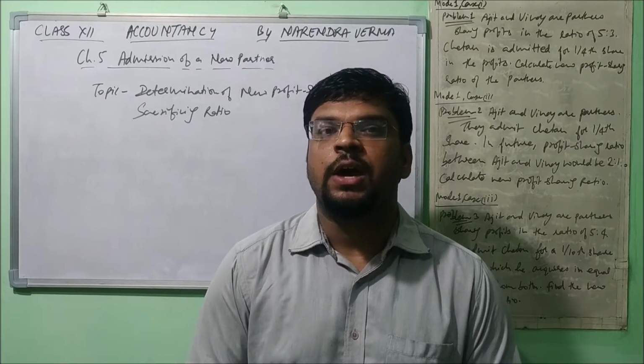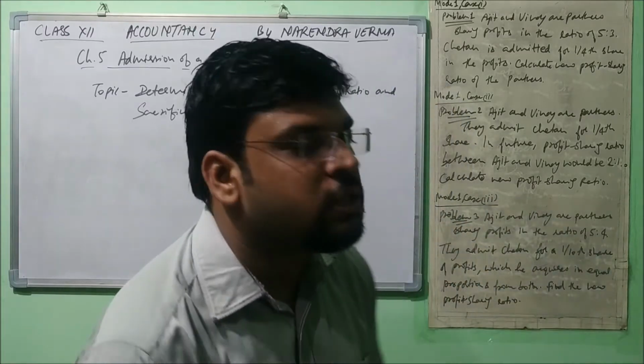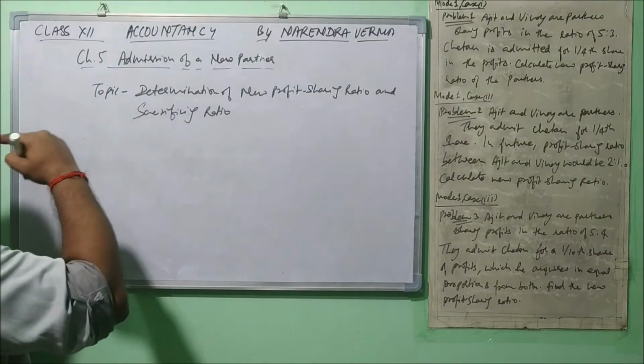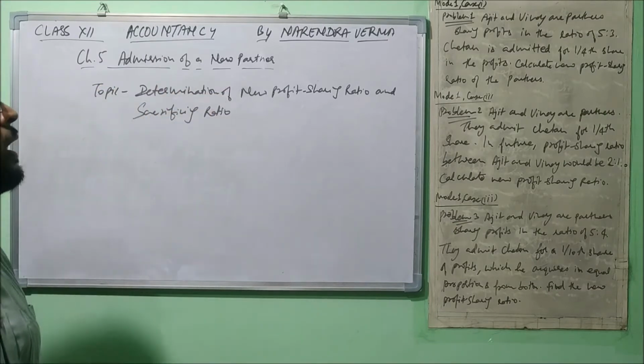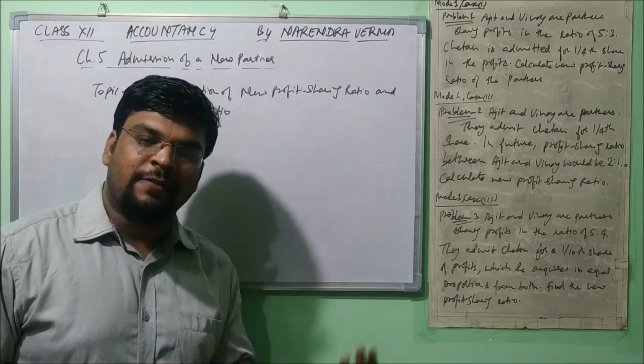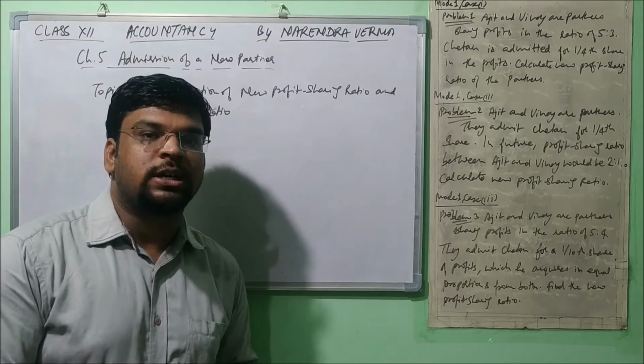Once again before you. As you know very well, in accountancy for class 12 CBSE syllabus, we have been dealing with chapter number 5, that is admission of a new partner, right? And I have already prepared the first video for that. You must have watched that, I hope.